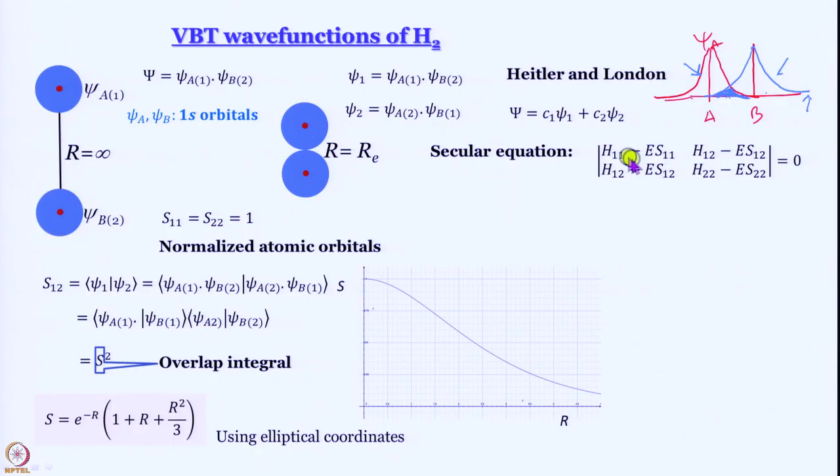Now, we are back to what we were talking about. We have simplified our secular equation a little bit. This is how it was, remember, H11 minus ES11, H12 minus ES12 and so on and so forth. We have taken care of the S's. We have said S11 equal to S22 equal to 1. So, this term will become H11 minus E, this term will become H22 minus E, and we have said that S12 is equal to S square. So, this will become H12 minus ES square. This one will become H12 minus ES square again. Here H12 and H21 are the same as we had said earlier, remember you can use the turnover rule. So, we are writing H12 and not H21, okay.